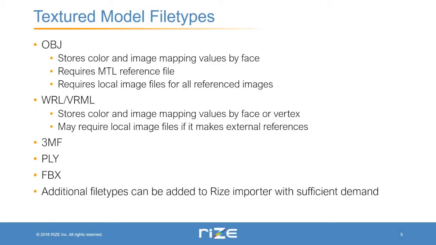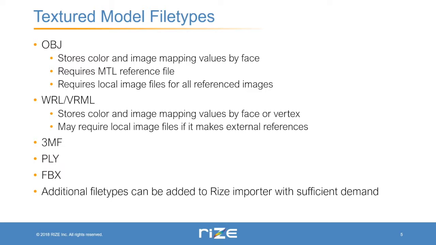So now we'll get started with the different textured model file types that can be used in Rise software. The most commonly used file types I've found are the OBJ and the WRL, sometimes called VRML. OBJs are a file format that are stored in plain text, so it's actually possible to open this file type in Notepad and view the numbered coordinates of the triangles and also locate references to other files.